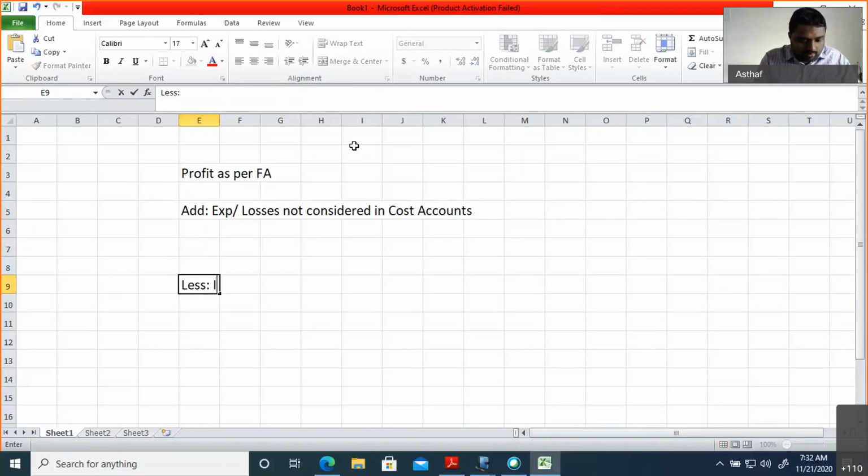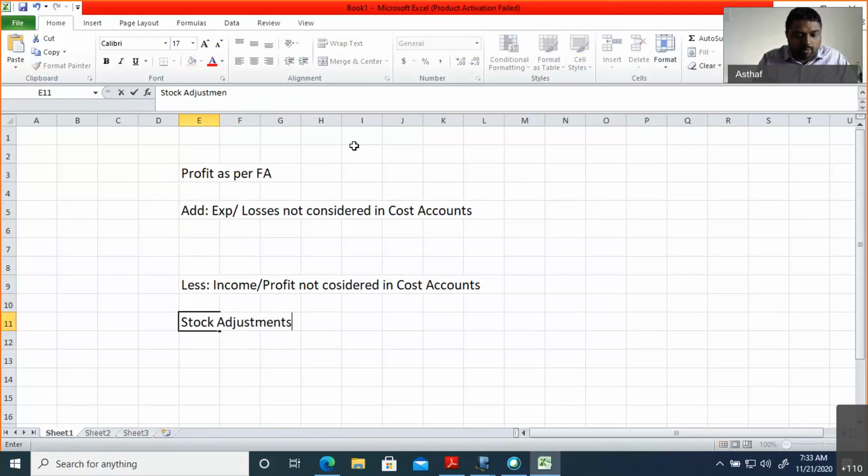The next, income or profit not considered in cost accounts. Apart from that, there are some other items. I will tell while approaching the problem. Then you will have stock adjustment. Stock adjustment, a very interesting item. While doing the problem, again I will tell. So the final answer you will get is profit as per cost accounts.